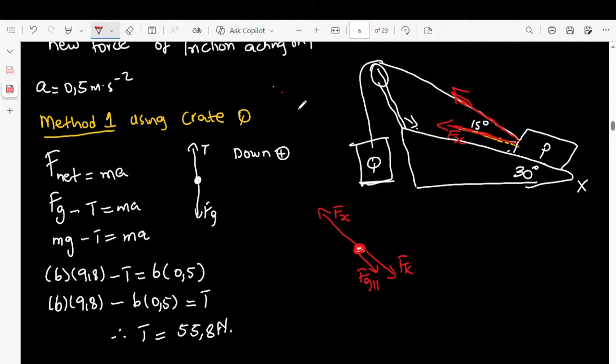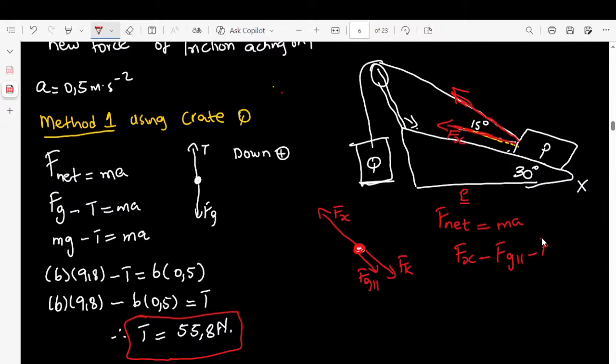You see, guys, how this works. Now that we have the tension, we go to the other side. We're going to say F net for the other block. This is block P. F net is equal to MA. So we take up as positive. We take our Fx, we minus all the forces that are going down, and equate this to MA.